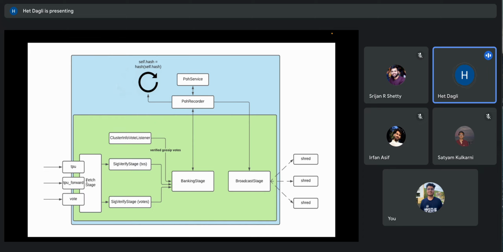This is inside a validator. This is called the transaction processing unit, TPU. TPU forward is for when this validator is not able to validate all the transactions that came in this slot, so it will forward them to whichever is the next leader going forward. And vote will be the voting transactions, which are the confirmation from everyone, the consensus mechanism of votes.